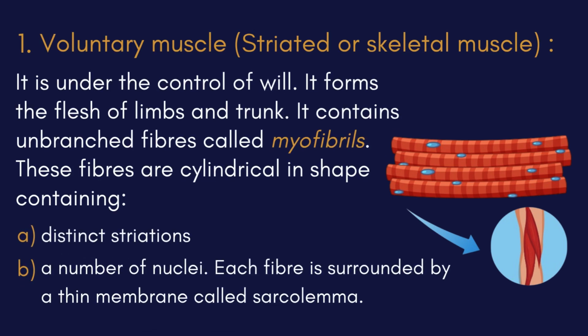Voluntary muscle, striated or skeletal muscle. It is under the control of will. It forms the flesh of limbs and trunk. It contains unbranched fibers called myofibrils. These fibers are cylindrical in shape, containing distinct striations and a number of nuclei. Each fiber is surrounded by a thin membrane called sarcolemma.